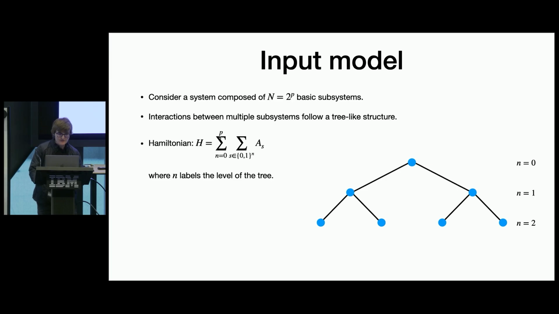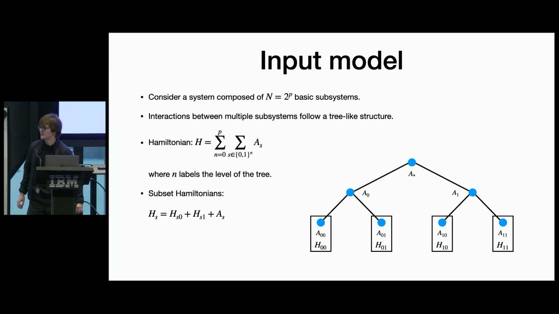And then basically for each layer, we have a certain number of interaction terms, which I label A_S here. S are the strings labeling the nodes, and note that S are bit strings of varying length. So for this example, at the leaf nodes, which form our basic subsystems, say the individual molecules, we have terms going from A00 all the way up to A11. And then at the next level, A0 encodes the interactions between the subsystems of its child nodes.